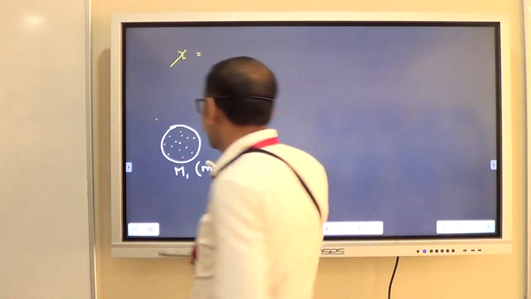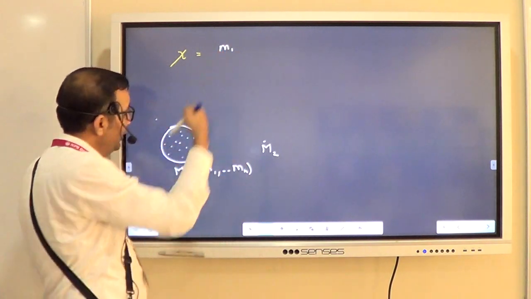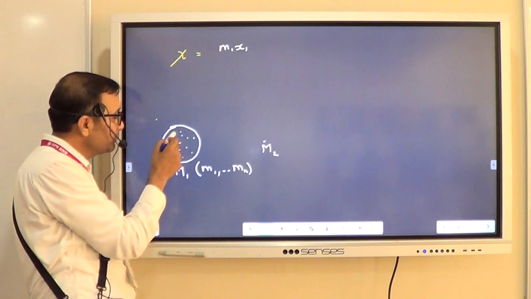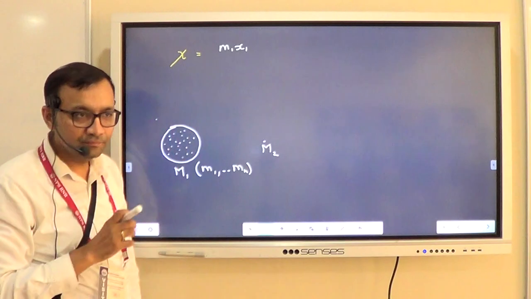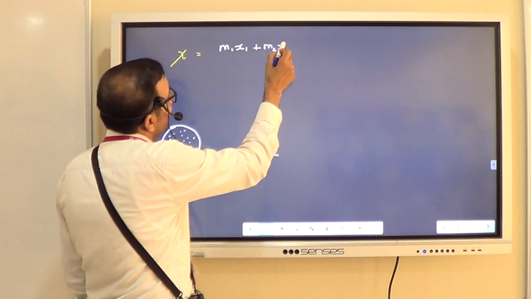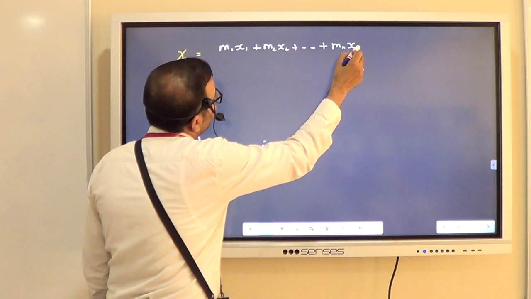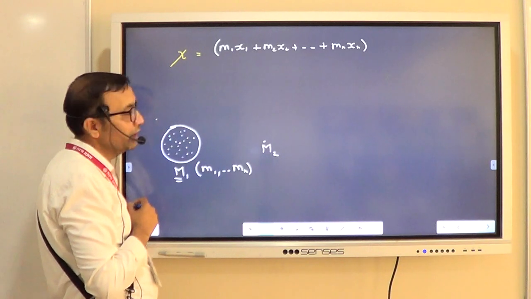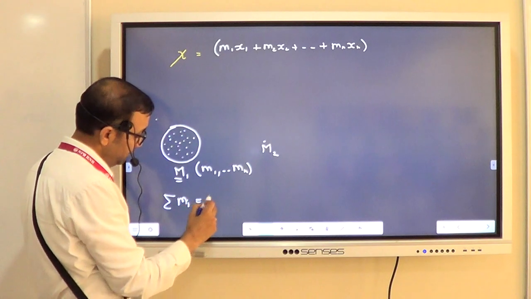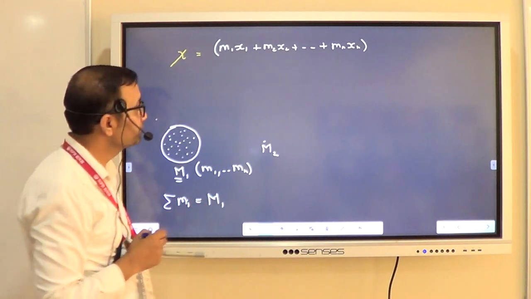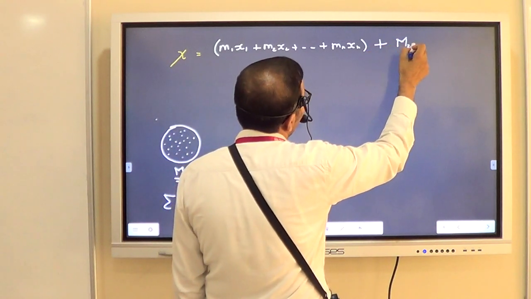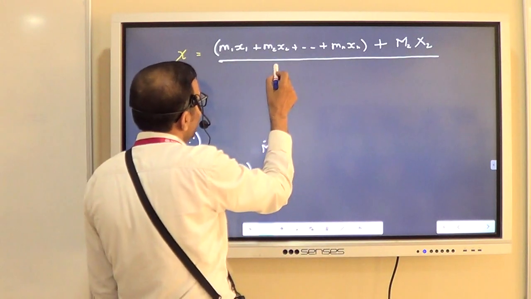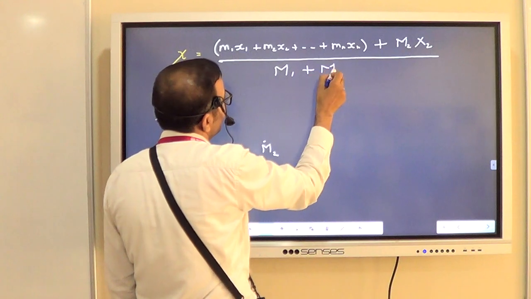Getting it? So if that is the case, then x will be equal to the small point mass inside M1 into location of this small m1. Let's say location of that is x1. If I divide it into small point masses, then I can find out the point masses location. Right? So m1 x1 plus m2 x2 and so on up to mn xn. This will give me summation of mi xi for the entire capital M1. Getting it? And summation of all the small masses will be equal to capital M1 or not? This plus the second mass is a point mass, M2, let us say capital X2. This divided by total mass of this M1 plus total mass M2.